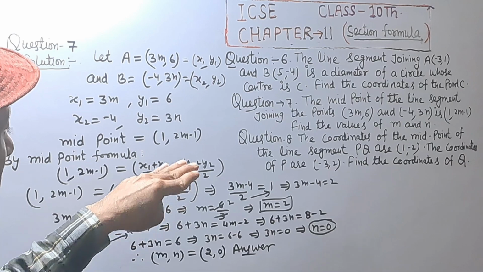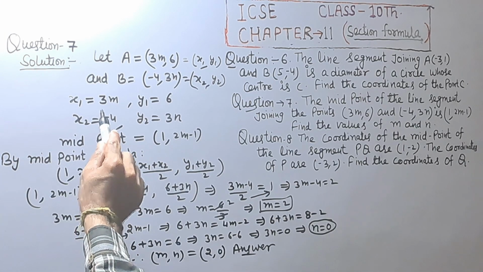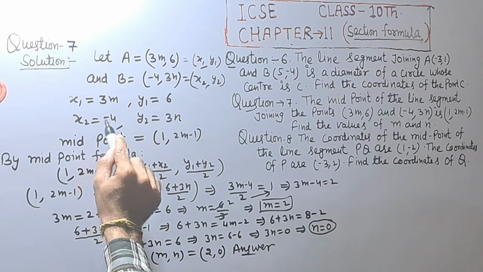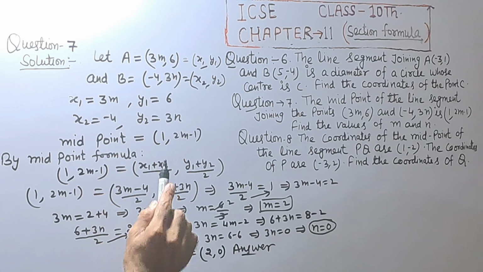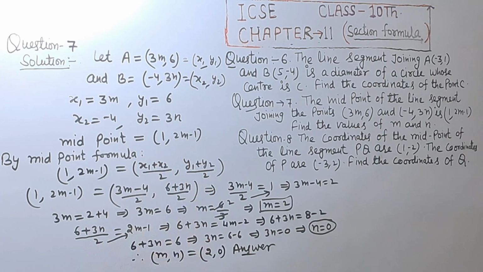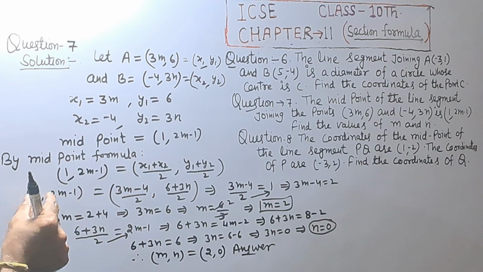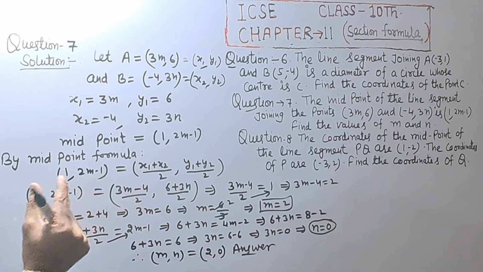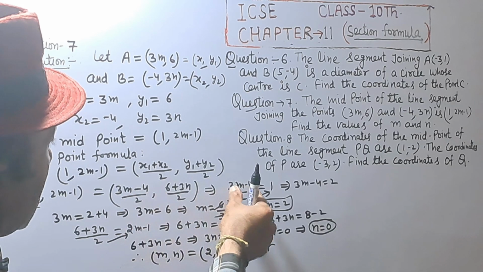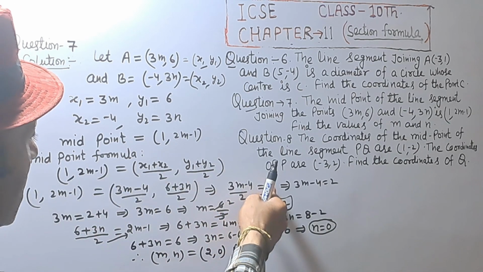midpoint formula, (x1 + x2)/2, (y1 + y2)/2, and we have x1 is 3m, x2 is -4 divided by 2, y1 is 6 plus y2 is 3n upon 2. We are comparing first point that is equal to 1 and second point that is equal to 2m - 1. First point, that is (3m - 4)/2 is equal to 1, and 2 ones are 2.